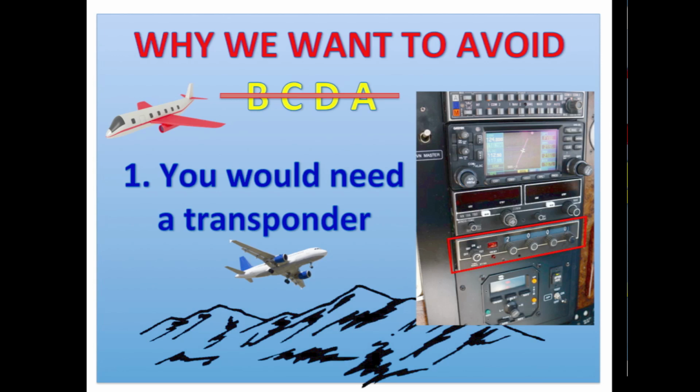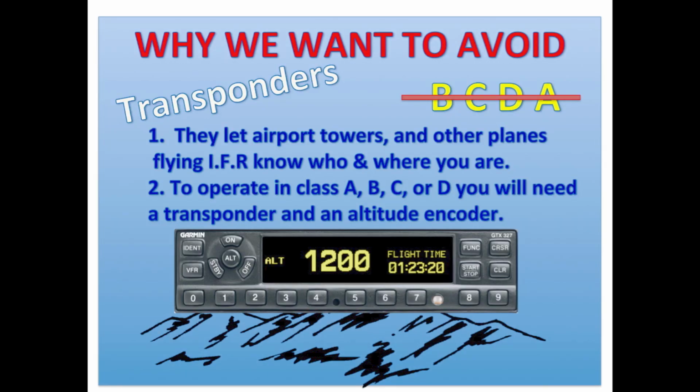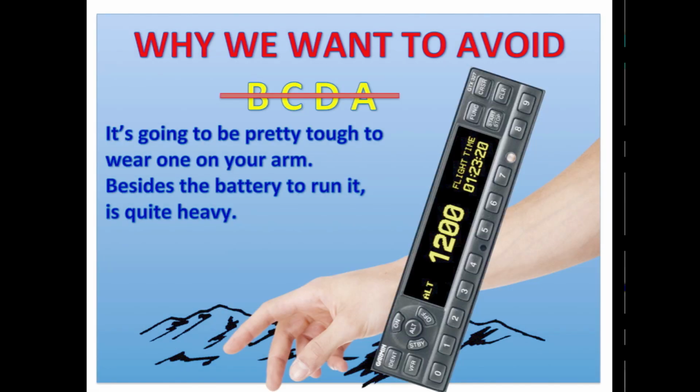First, you would need a transponder. It's a very important piece of gear that is in every single fixed-wing aircraft. They let airport towers and other planes flying in IFR, which stands for Instrument Flight Rules, know who and where you are. To operate in Class A, B, C, or D, you will need a transponder and an altitude encoder. It's going to be pretty tough to wear one of these on your arm while flying your paraglider. Besides, the battery to run it is quite heavy.